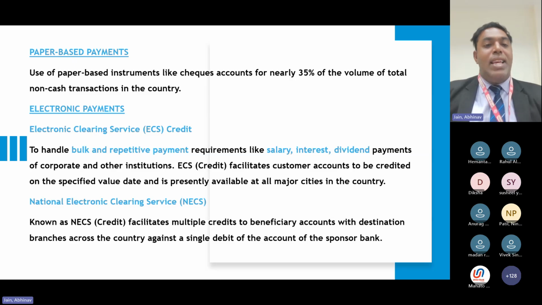Then we talk about NECS, that is National Electronic Clearing Services. Please do remember the full form also. That might be a simple question. Many a time we presume that difficult questions would be asked, but simple questions are also asked. So do remember the full form of ECS as well as NECS. In NECS credit facility, multiple credits to beneficiary accounts with destination branches across the country are made against a single debit of the account of the sponsor bank. So, a single debit of the sponsor account and multiple credits to beneficiaries across the country.